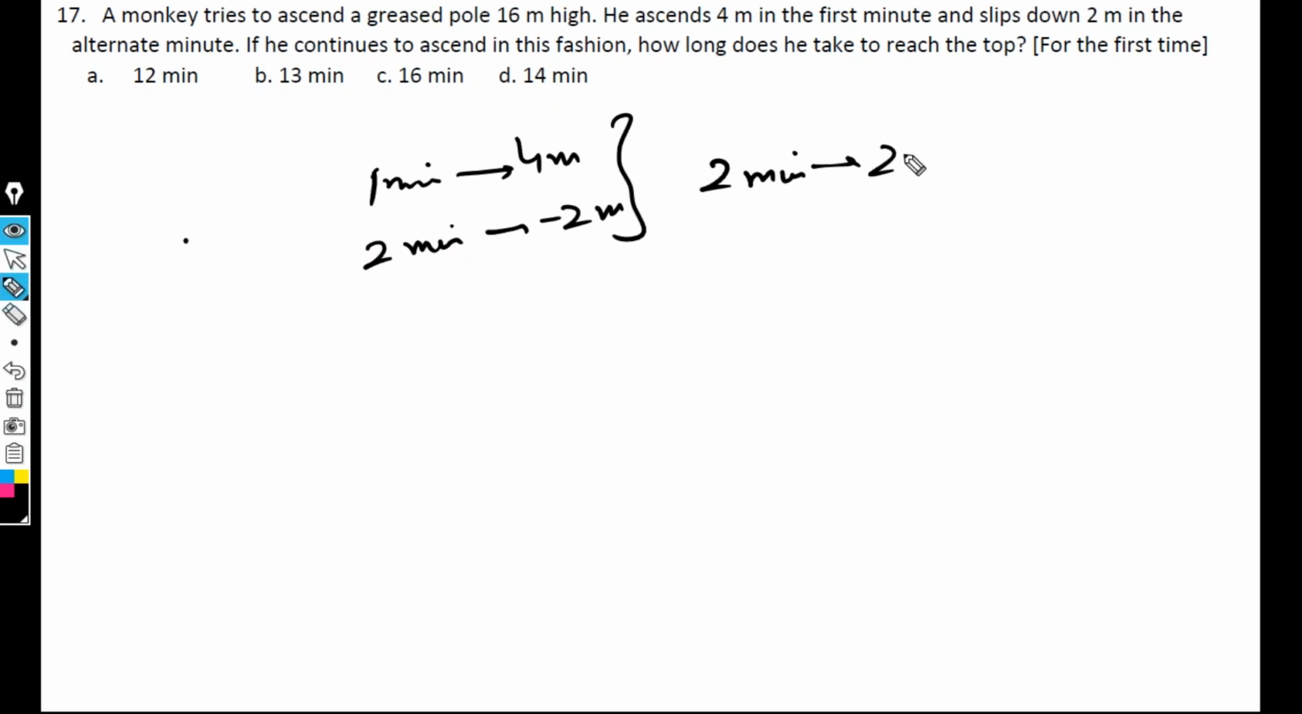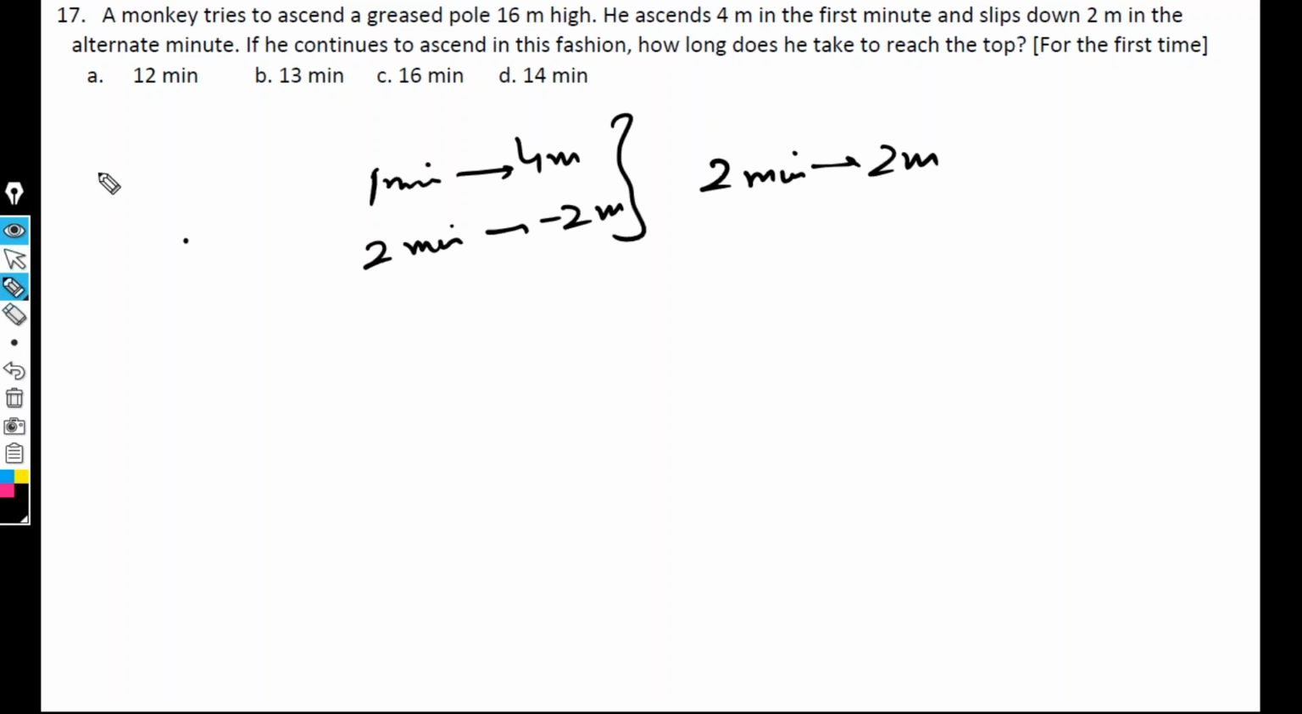Now you guys have to be very quick here. So in the first minute, let's discuss. In the first minute, it will go up 4 meter, and in the second minute, it will come down by 2 meter. So can I say in 2 minutes, the total distance covered is 2 meter?